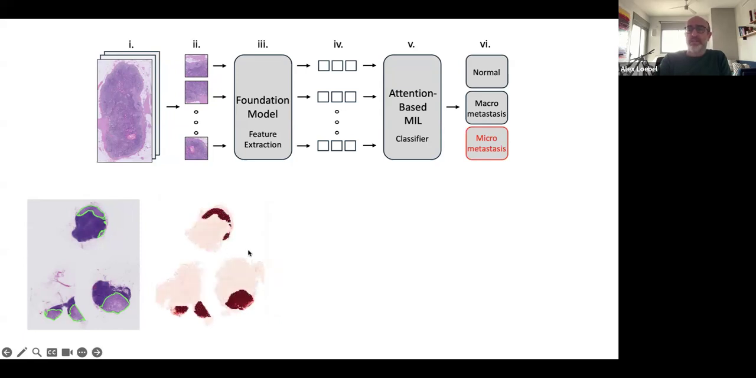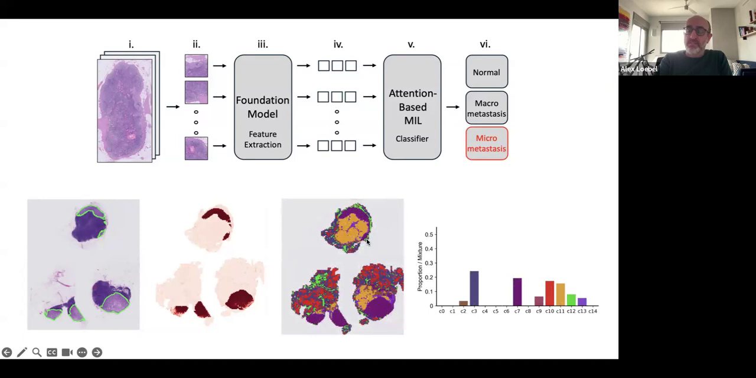The model correctly identified that this is a macrometastasis, and deep red says high attention, and pinkish is low attention. And as you can see, there is a complete overlap between where the model has looked at on the tissue in order to make a decision and the annotation of the pathologist.